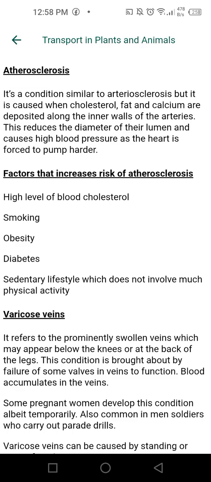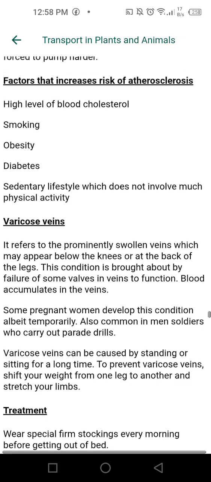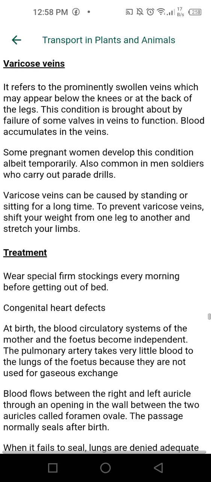Varicose veins. It refers to the prominently swollen veins which may appear below the knees or at the back of the legs. This condition is brought about by failure of some valves in veins to function. Blood accumulates in the veins. Some pregnant women develop this condition, albeit temporarily. Also common in male soldiers who carry out parade drills.